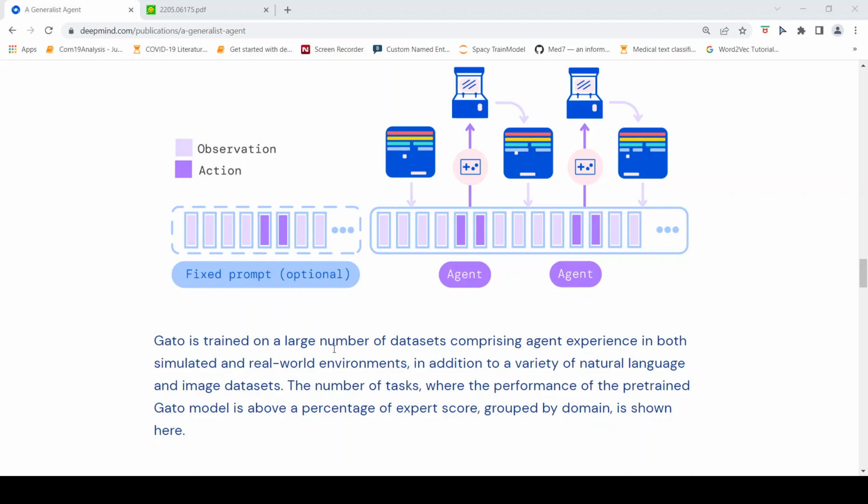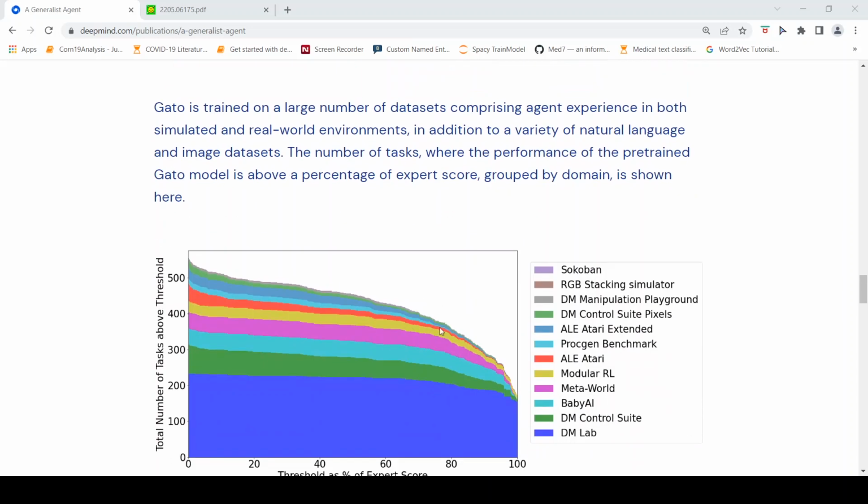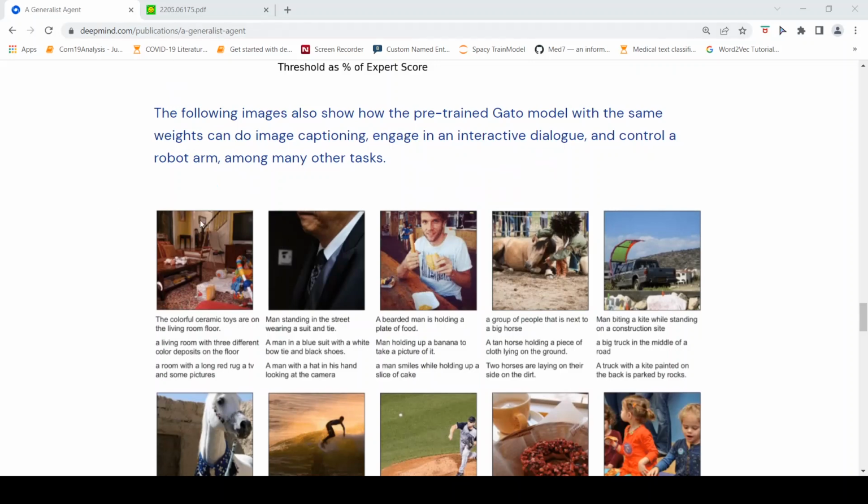Gato is trained on a large number of datasets comprising agent experience both in simulated and real-world environments, in addition to a variety of natural language and image datasets. The number of tasks where the performance of the pre-trained Gato model is above a percentage of expert score, grouped by domain, is shown below. So these are the different tasks on which Gato is performing above the expert level. And these are some of the images for caption generation. This is an image which is given as an input, and these are the captions which have been generated.